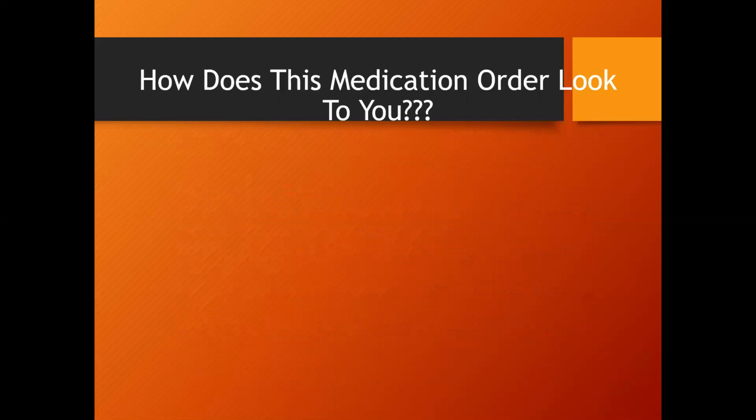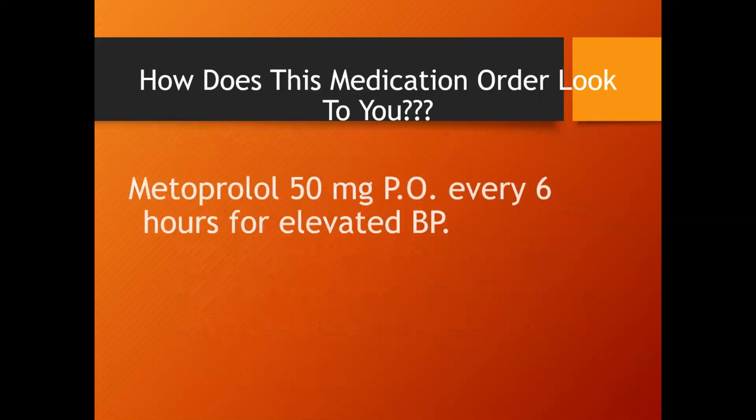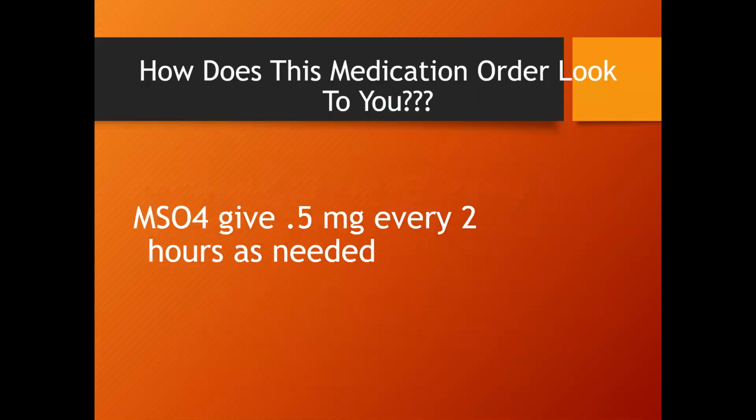So how does this medication order look to you? Metoprolol, 50 milligrams, PO, every 6 hours for elevated blood pressure. Okay, so take a minute and look at that. All right, so we have the med, the dose, the route, the time, and the reason. So we have everything here for a medication order. So that looks perfectly fine, okay?